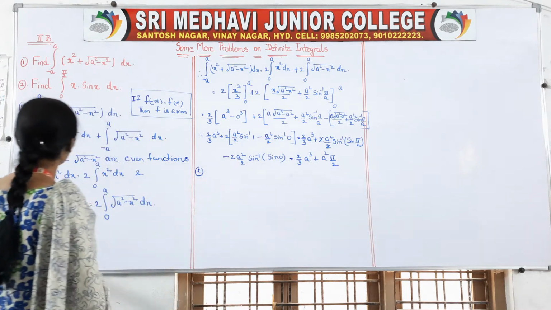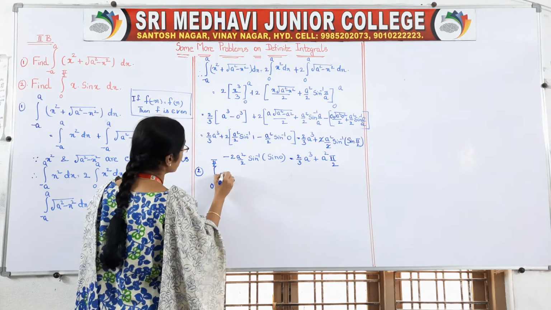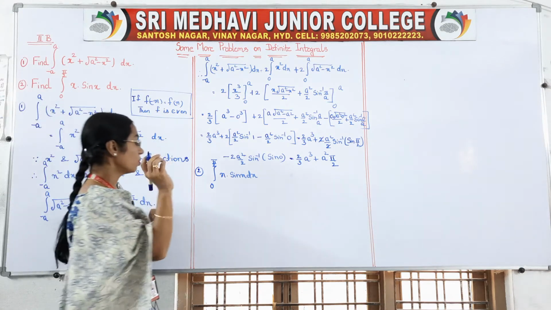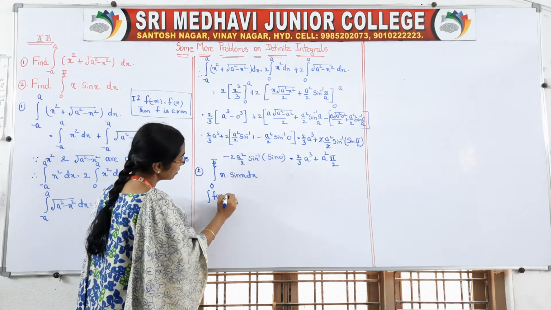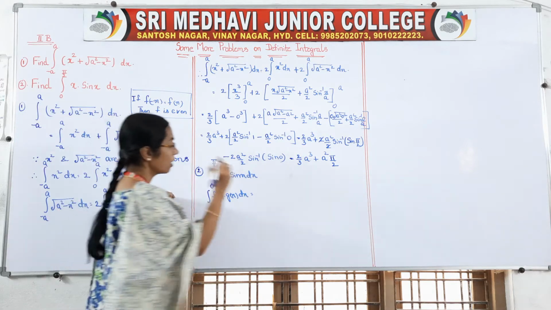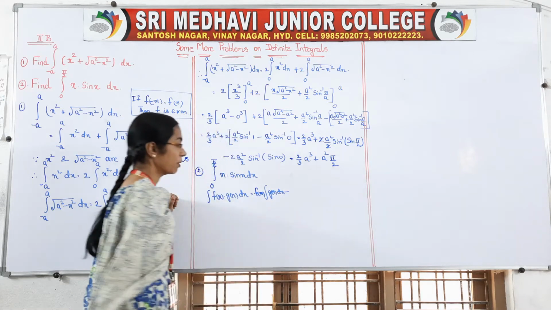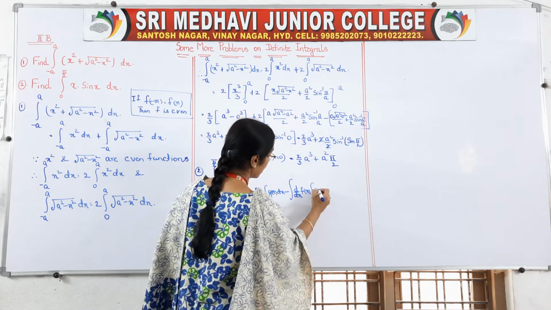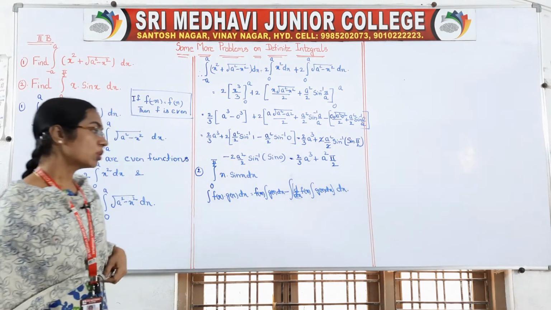What is your second question? Find the integral from 0 to pi by 2 of x into sin x dx. This is your formula. You know it is a product of one term into another term. Whenever it is product form, it is integral f of x into g of x dx. We can write this as f of x integral g of x dx minus integration of d by dx of f of x integral g of x dx, and whole dx. So this is your formula.